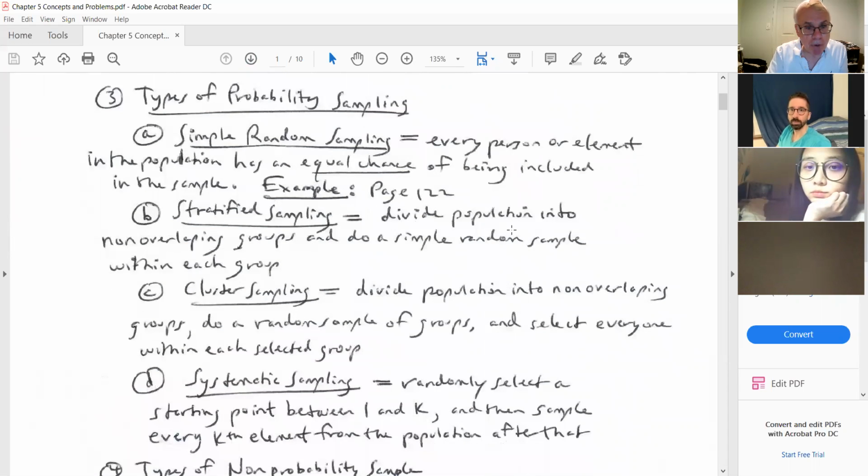I went over an example for each one, did I not? Did I go over examples for this? Yeah. The simple random sampling really. I don't remember. Yeah. Yeah, me either. Sorry, it's been a weird week.